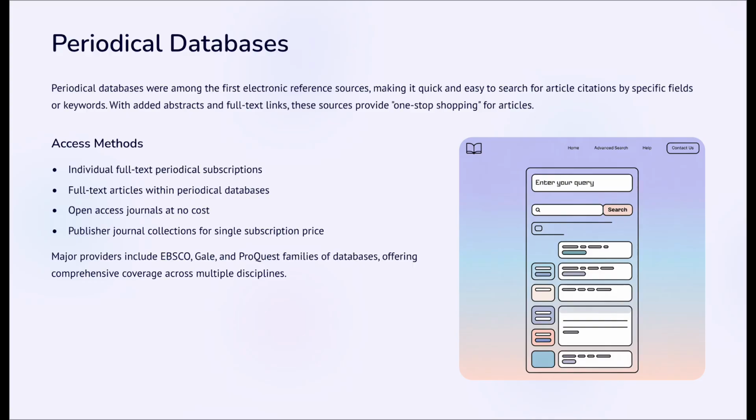How does access work? There are several paths. Libraries may subscribe to individual full text online periodicals and link them in catalogs or serials lists. Full text articles may be included within the databases themselves via publisher vendor agreements. Some journals are open access at no cost, and publisher journal collections can be licensed at a single subscription price. Major providers you'll recognize include EBSCO, Gale, and ProQuest, covering a broad spread of disciplines.